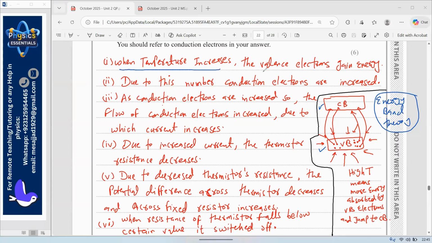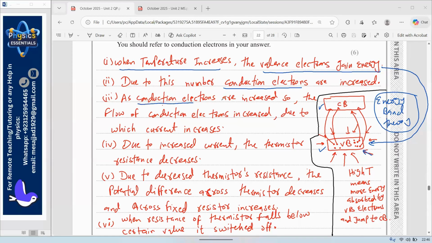When temperature increases, the valence electrons are gaining energy, which is referred to here by these inward arrows. Due to this, the conduction electrons are increased. Why? Because when the temperature is rising and they are absorbing the energy, they will be able to jump to the conduction band. All the electrons living in the conduction band are called conduction electrons. So as you raise the temperature, valence band electrons gain energy and jump into the conduction band. Therefore, the number of conduction electrons is increasing.